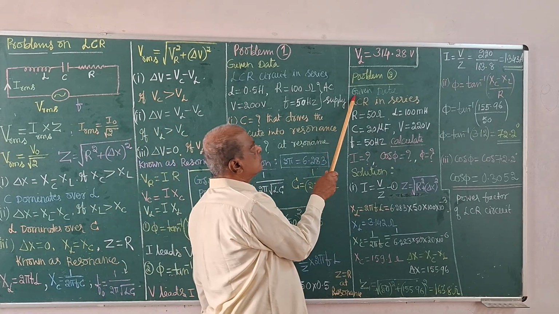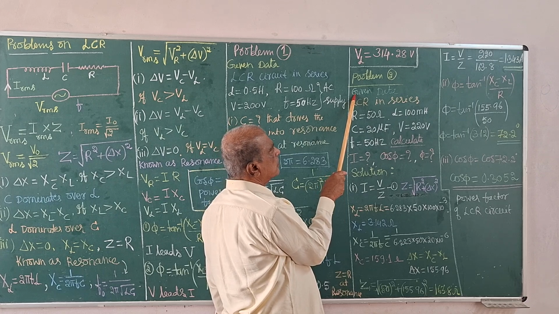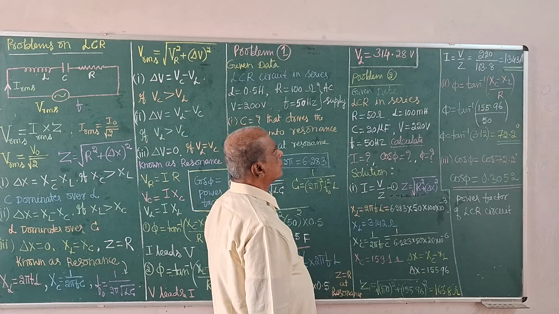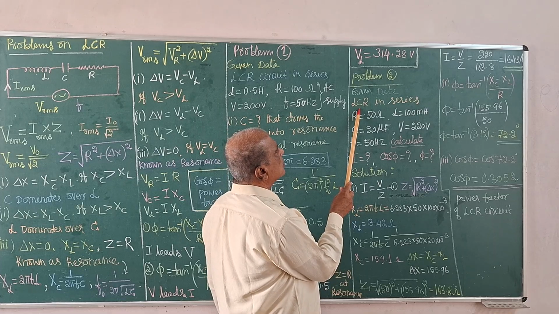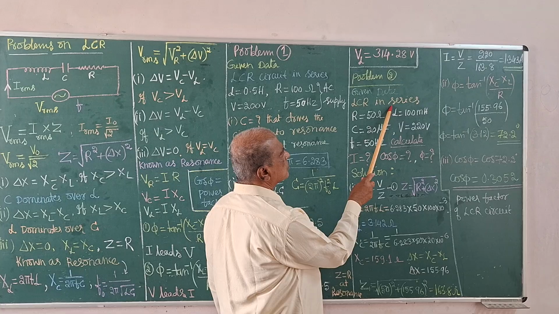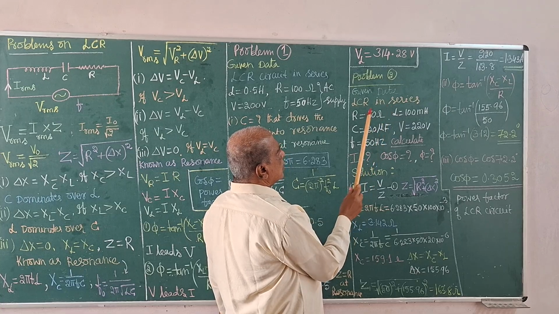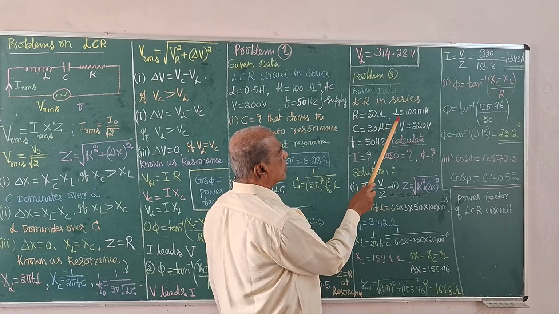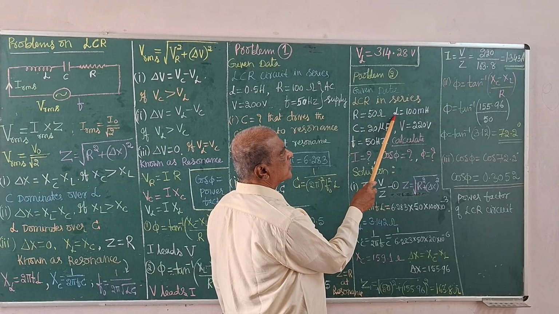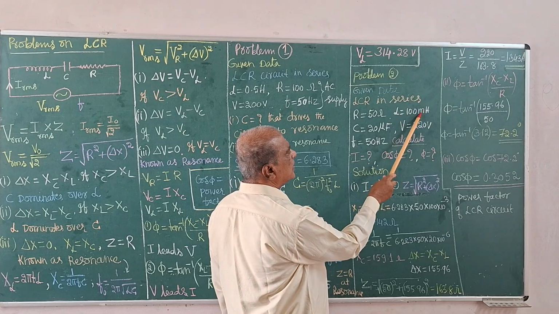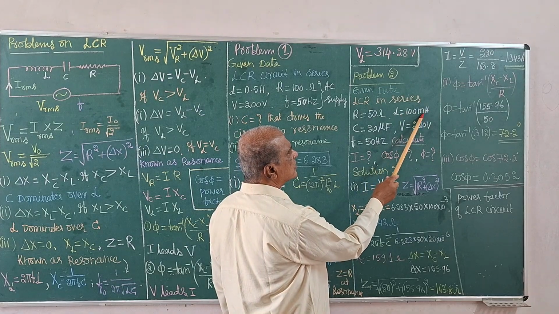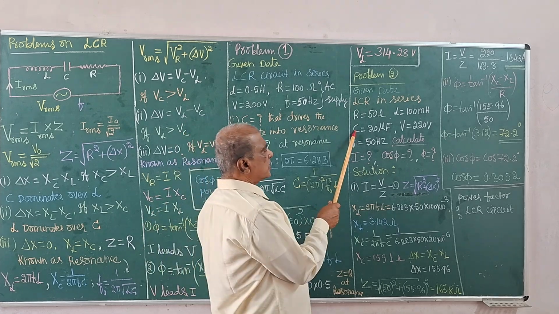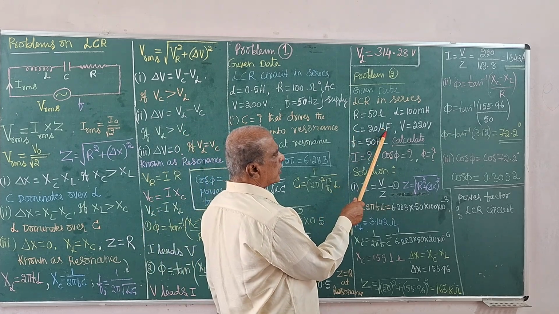Second problem, again the problem is not written. I have listed out the data of the problem. It is again an LCR series circuit, and the corresponding values of the resistance of the resistor and the self-inductance of the inductor are given. It is in milli Henry, 10 to the power of minus 3 Henry. And the capacitance is 22 microfarad.